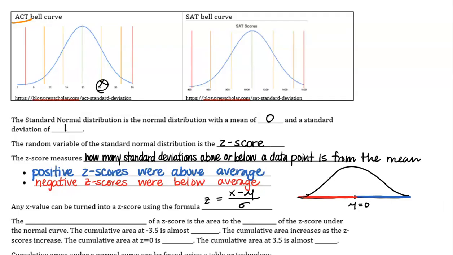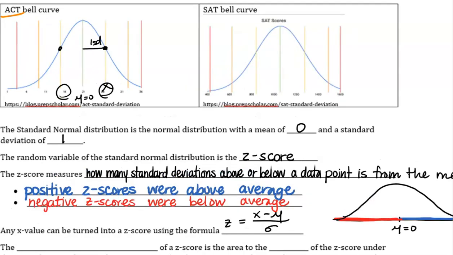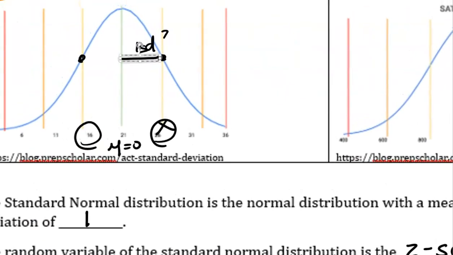Your z-score would be about a 1, because we know the mean is here. This is an inflection point that is 1 standard deviation away from the mean. So if your x value was 26, your z-score would be about a 1. If your x value was 16, your z-score would be about a -1, because you're about 1 standard deviation to the left of the mean.